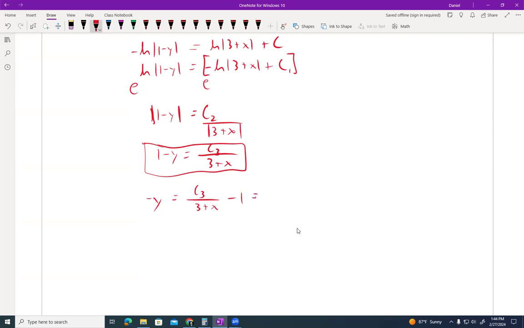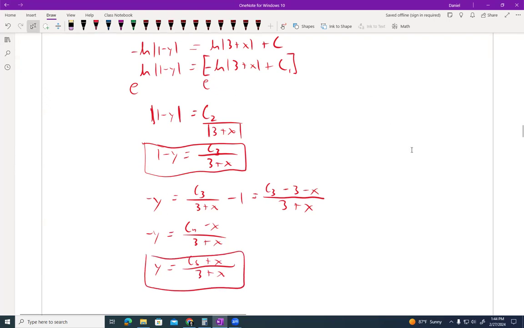You could even get a common denominator here. This is the same thing as c3 minus 3 minus x over 3 plus x, right? And then that's the same thing as having negative y is equal to, well, c3 minus 3 is just another constant. You call it c4 minus x over 3 plus x. And then we can multiply both sides by negative 1, and we get y is equal to c5 plus x over 3 plus x, where c5 is just negative c4. So you can have that as your final answer as well.